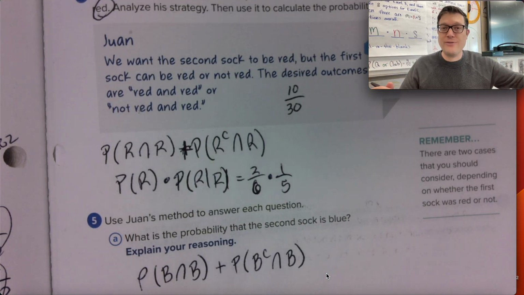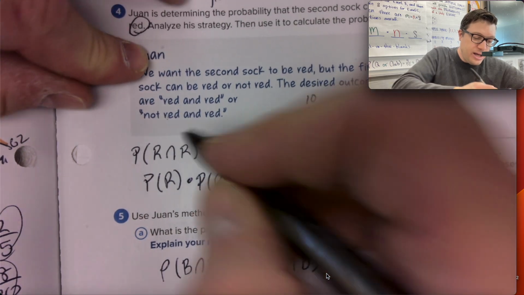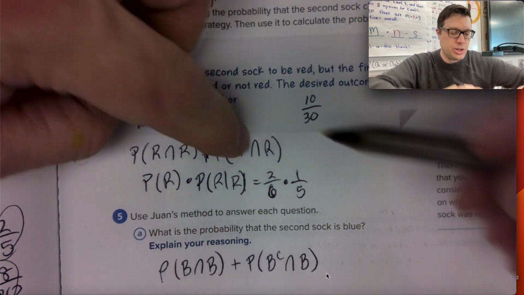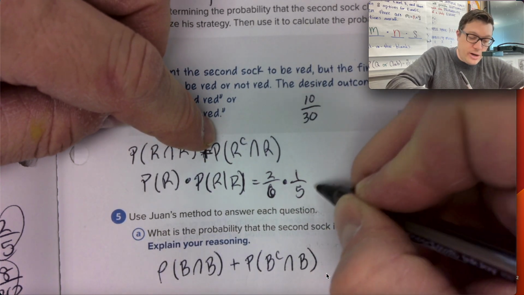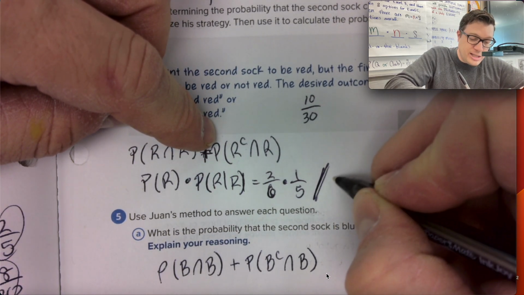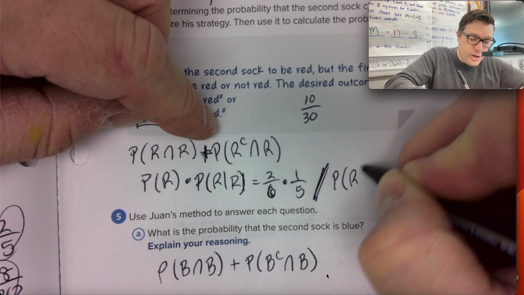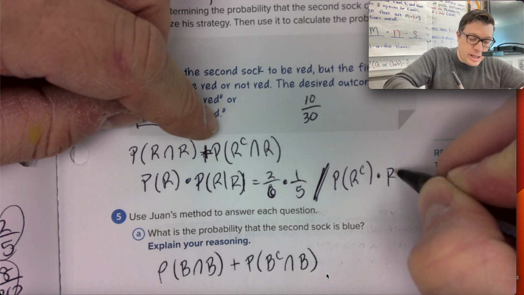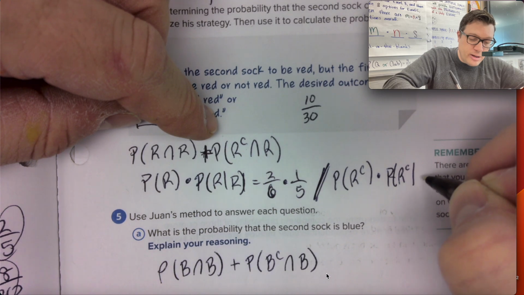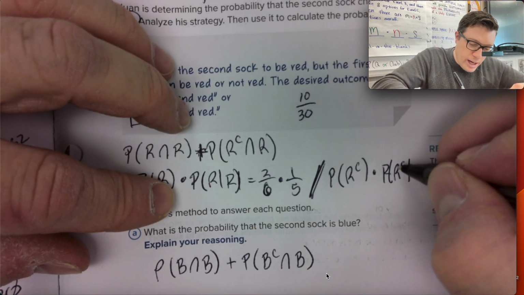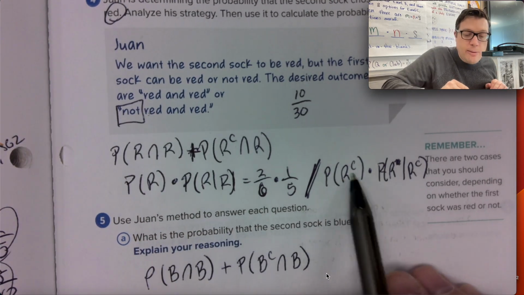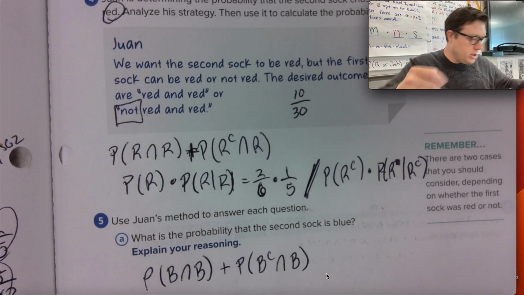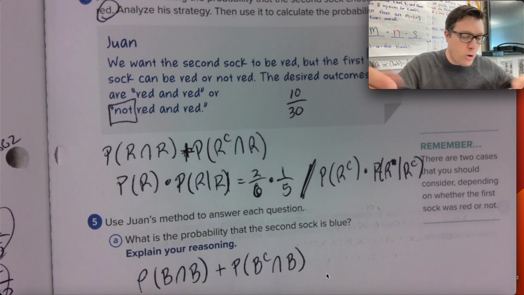Then we go look at the other one. We look at the probability of not red. Remember, the C is the idea of not, so complement, not red. That would be a different scenario, so I'm going to put a little break bar here to separate it out. The probability of not red times the probability of red given not red. So we have to look at how many of our options are not red, and looking at that page, you see 4 out of 6.